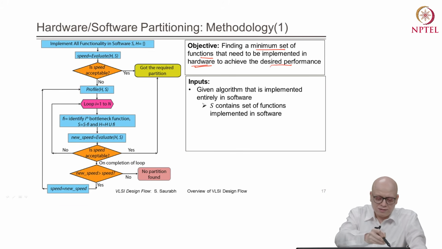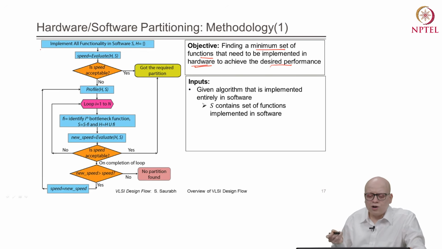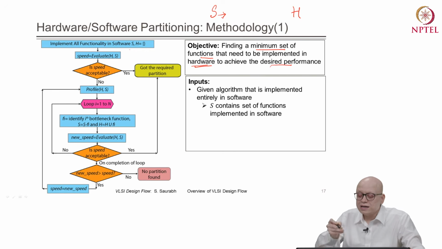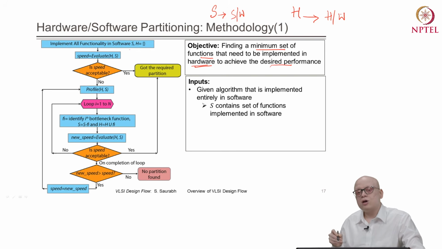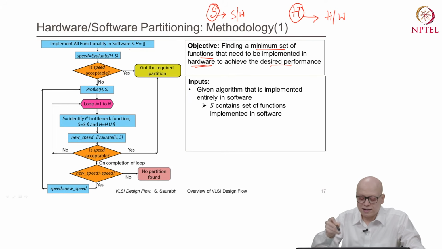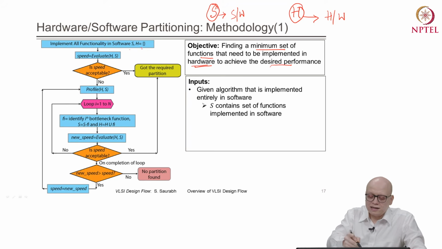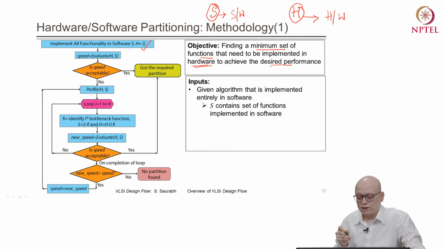So, in this figure I am showing you a flow chart for how hardware software partitioning can be done. Initially, we are representing two sets here, S and H. The set S contains all the functions which are implemented in software and H contains all the functions which are implemented in hardware. Initially, all the functions of the algorithm are in S, and H is an empty set, so everything is implemented in software, right.